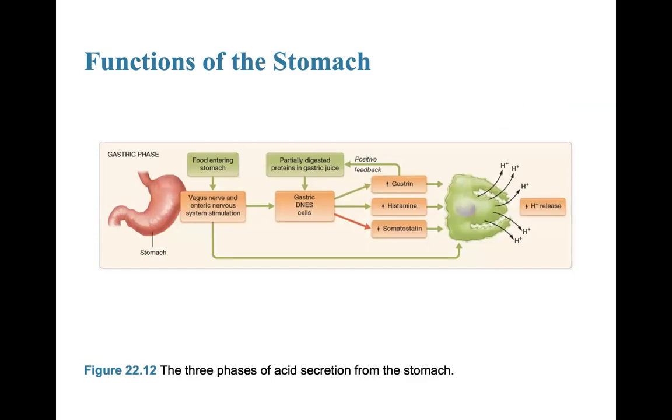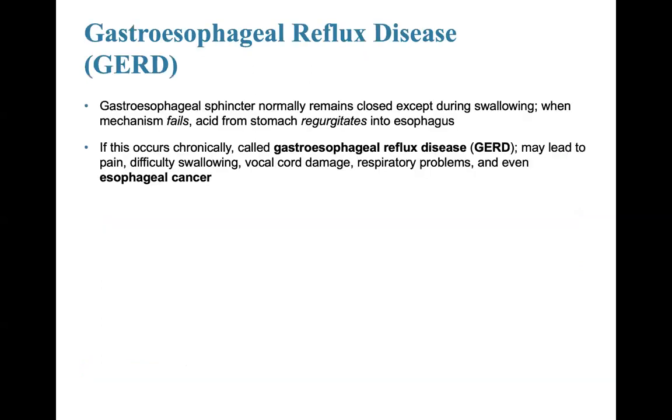So during the gastric phase, food is entering into the stomach. You get that vagus nerve and enteric nervous system stimulation. This leads to an increase in gastrin, an increase in histamine, and a decrease in somatostatin. You're producing lots of hydrogen ions to be released, and that will eventually form lots of HCl, starting the chemical digestion within that gastric phase.